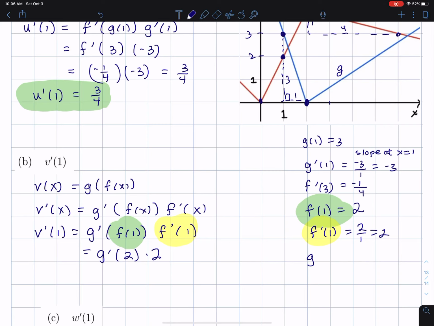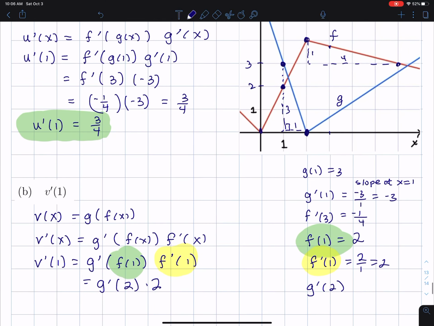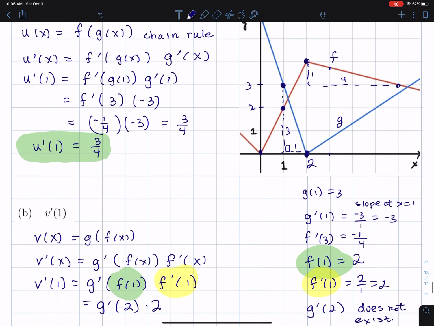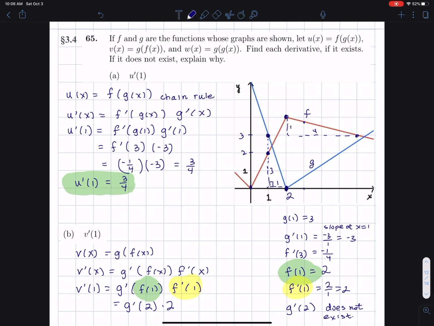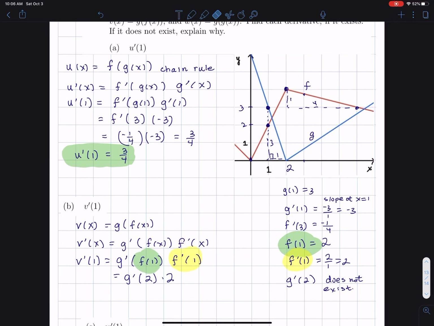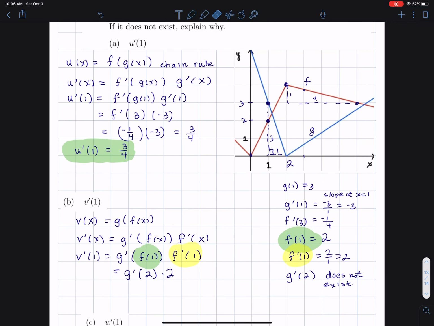Then I need to find out what g prime of 2 is, but g prime of 2 does not exist. Why doesn't it exist? Well, because we have a sharp edge there, a so-called kink in the graph. If you have a kink in the graph, there is no tangent line, and that's one way to think of it. The derivative does not exist because there's no tangent line.